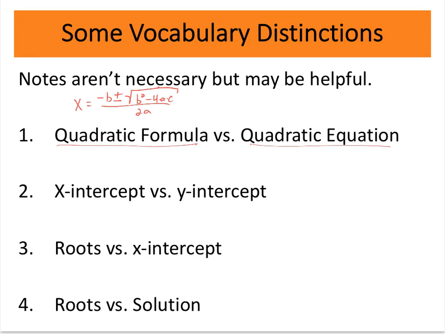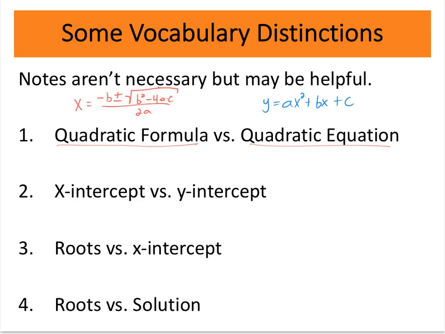A quadratic equation is any equation that comes in this format, ax squared plus bx plus c, where a, b, and c from here are the a, b, and c over here, and it's some number times x squared plus some number times x plus c. So the difference is that a quadratic equation is actually an equation with an equal sign, and a quadratic formula helps us find the zeros or the roots of the equation.